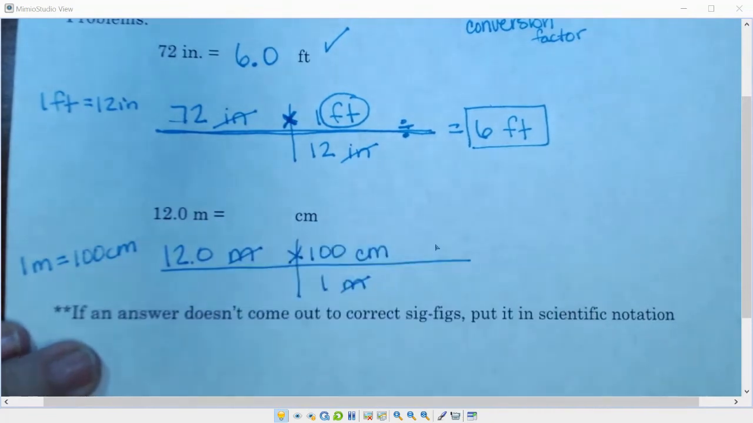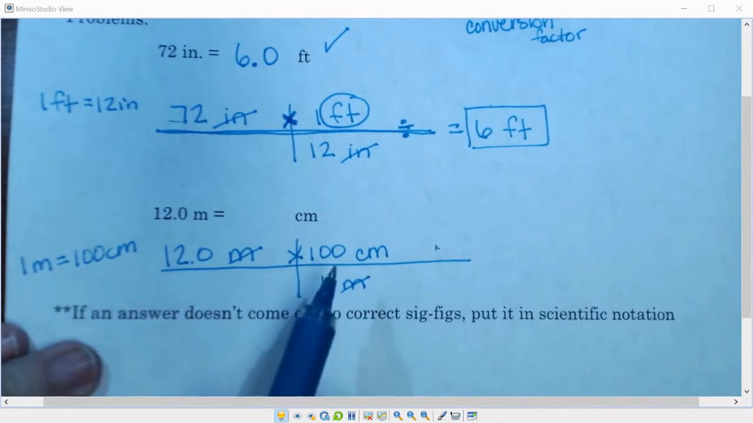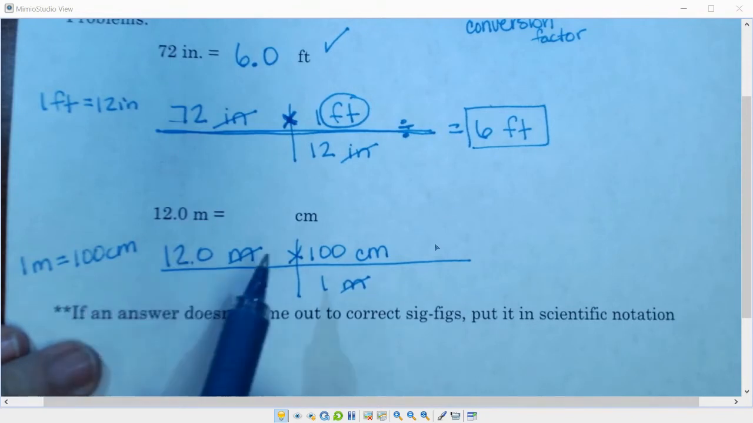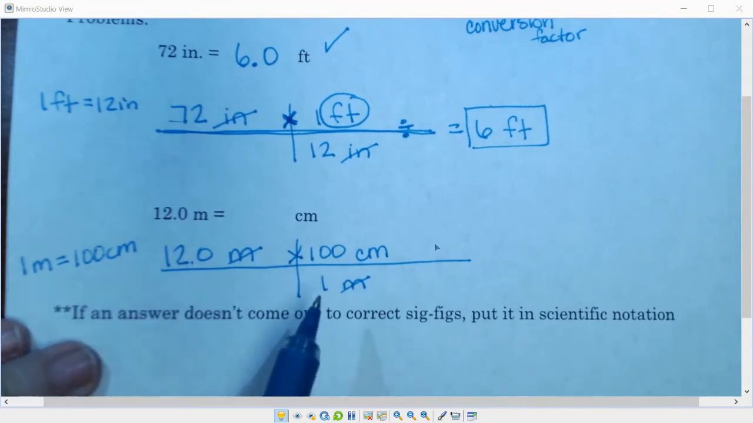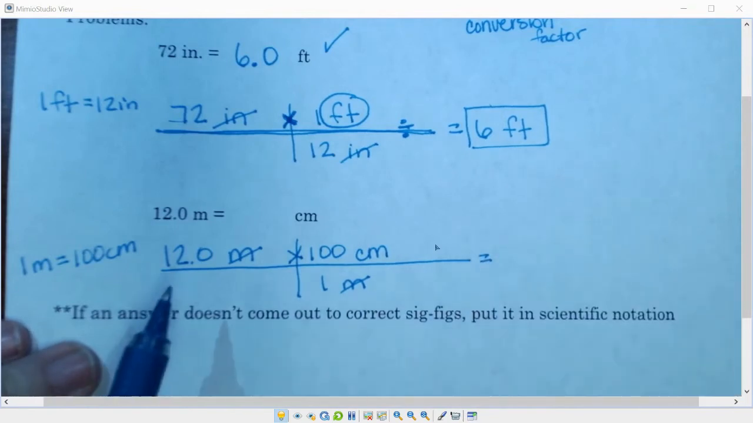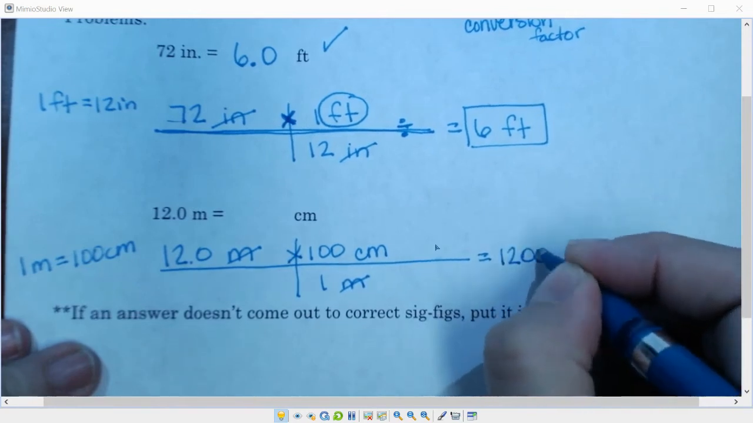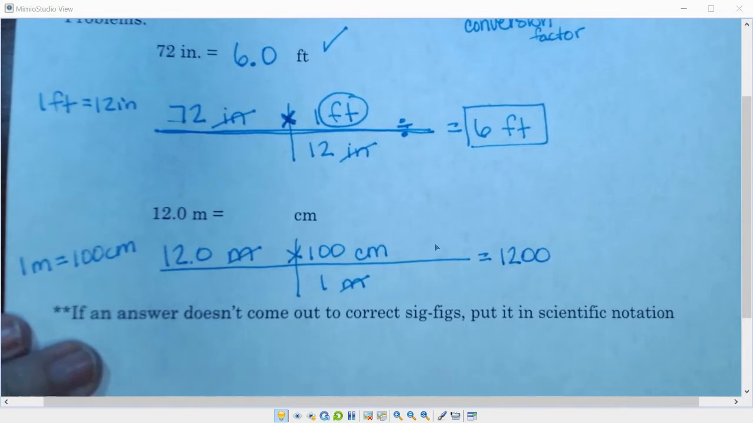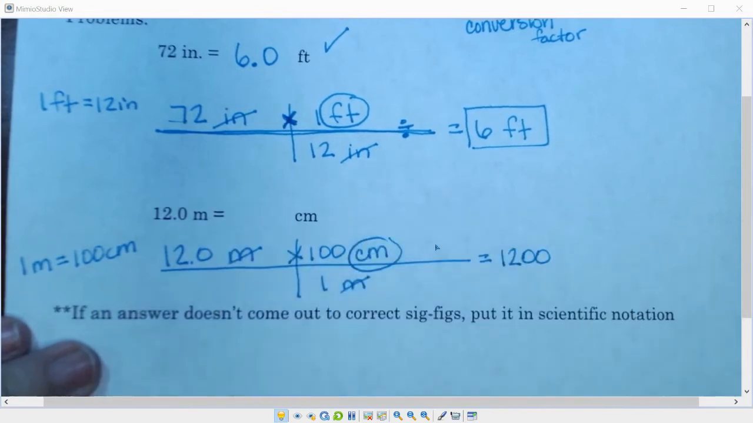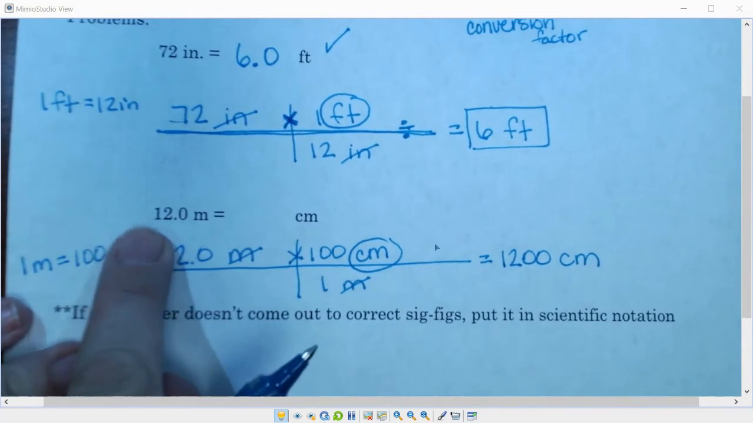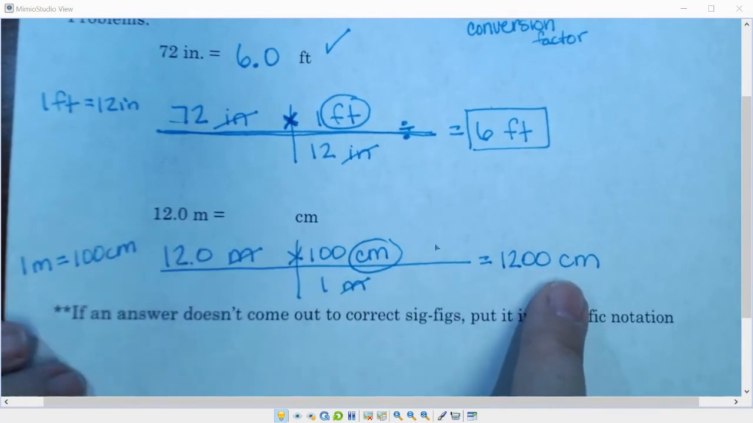Anytime I see a vertical line, that's the same as multiplication. So here I have 12 times 100. The horizontal line means divide. So 12 times 100 divided by 1, which is 1200. And the last unit that remained uncanceled was centimeters. So 1200 centimeters is equivalent to 12 meters, but I've successfully changed the unit.